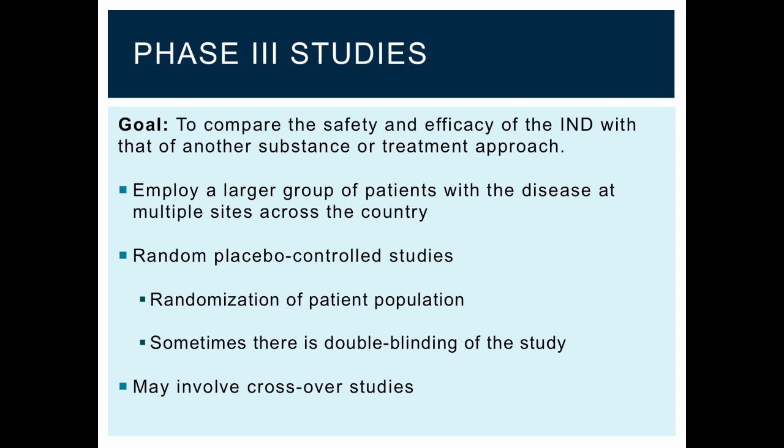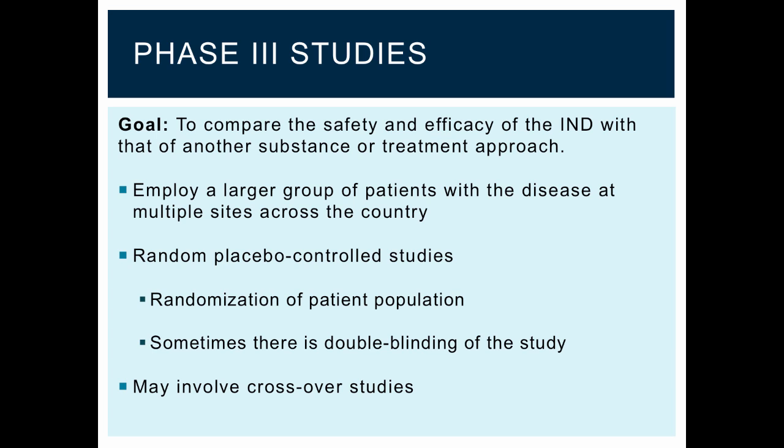The goal of Phase 3 studies is to compare the safety and efficacy of the investigational new drug with that of another substance or treatment approach. They often employ a larger group of patients with the disease at multiple sites across the country. Different study designs are used. Random placebo-controlled studies involve randomization of patient populations, and sometimes there is double blinding of the studies.